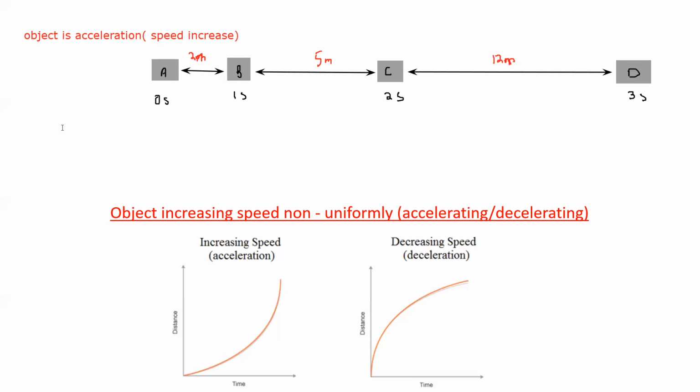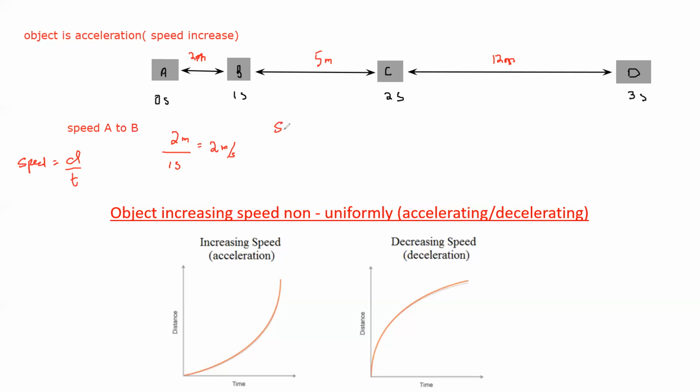Now what about the speed of this object from A to B? To get the speed, we know speed is distance traveled divided by time taken. So from A to B, what is the distance traveled? It covered 2 meters, divided by how much time it took to travel from A to B, which is 1 second. So 2 meters divided by 1 second comes out as 2 meters per second. So moving from A to B, the object is moving with 2 meters per second.